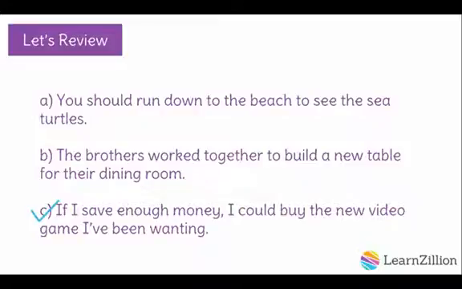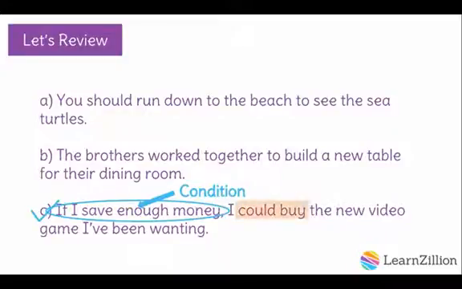You should have chosen sentence C. This sentence uses the conditional mood because it has a statement that will only happen if a condition is met. The condition is the if statement here, if I save enough money. And the word could comes before the main verb, buy.